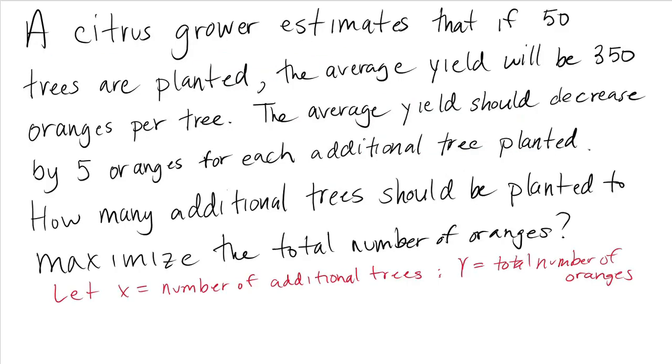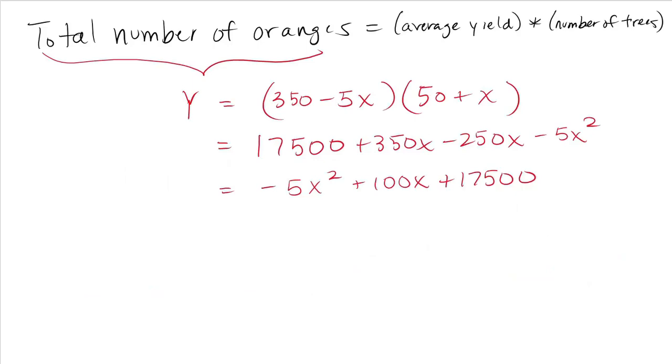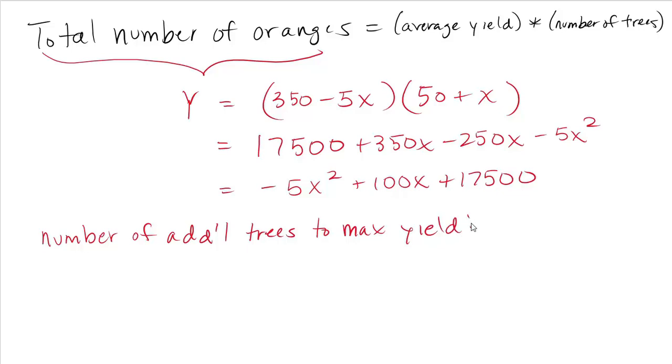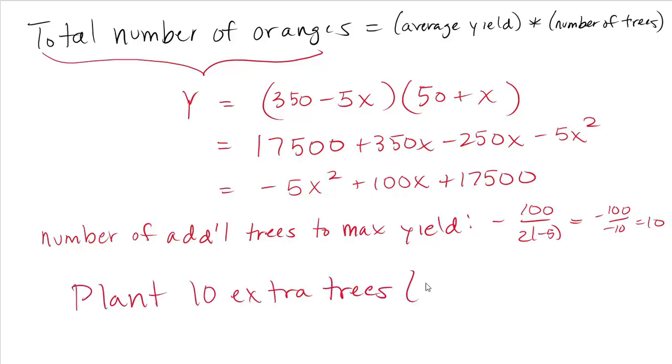Again, the goal is to figure out how many additional trees should be planted. That's the X variable. So we just need the X coordinate of the vertex. The number of additional trees to max the yield is the opposite of B divided by 2 times A. That's the negation of 100 divided by negative 10. That comes out to 10. So they should plant 10 extra trees for a total of 60.